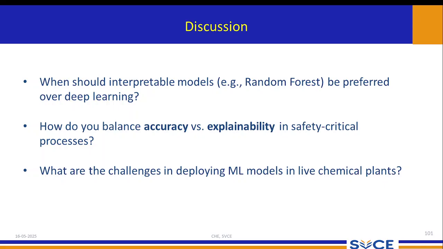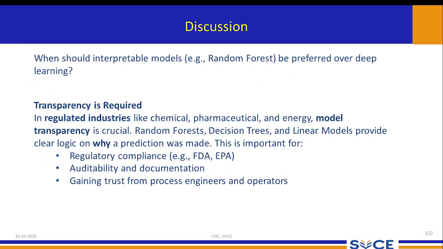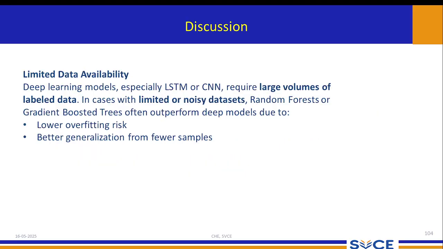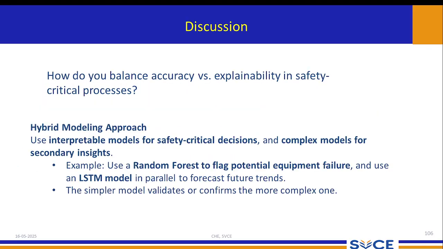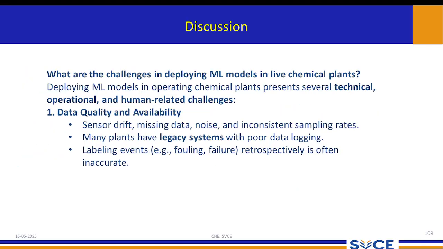So in safety critical processes, what are the challenges in deploying machine learning models in a live chemical plant, which we have discussed very elaborately. With this note I stop it here. I believe all this discussion in the last class will help you. So coming to the last part, what are the challenges in deploying machine learning models in a live chemical plant?